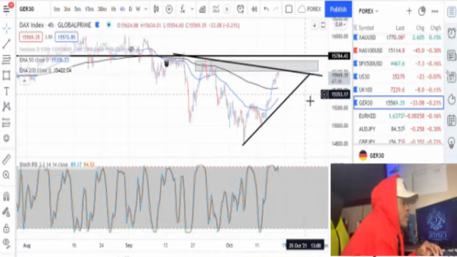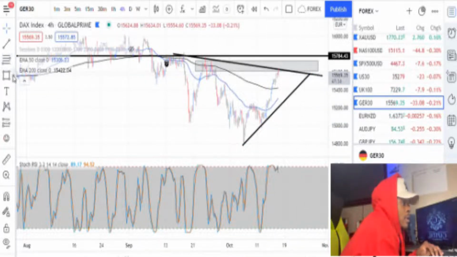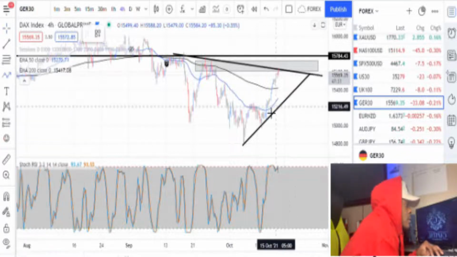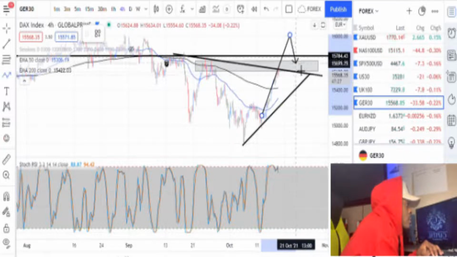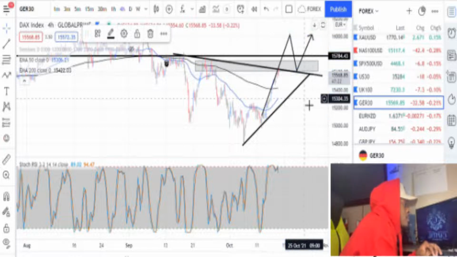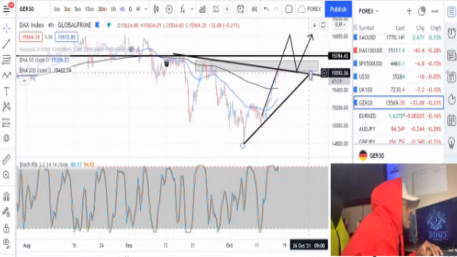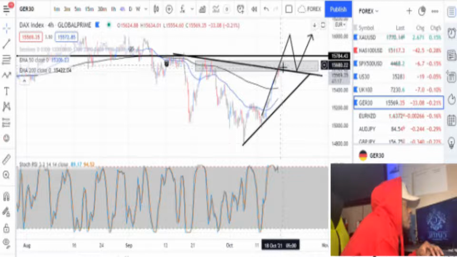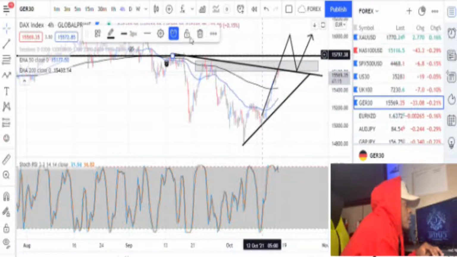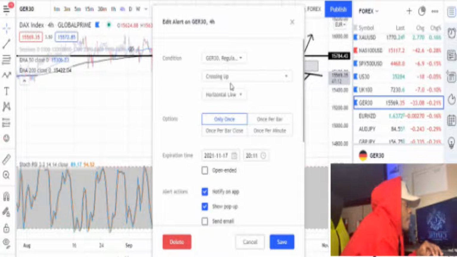All right, so yeah, this is what I want to see. If I could get this breakthrough, come back, retest. Well, that's what I want to see. That is what I want to see. That'd be great.